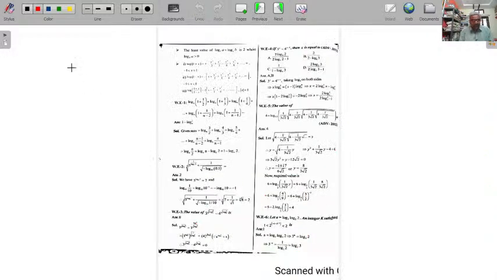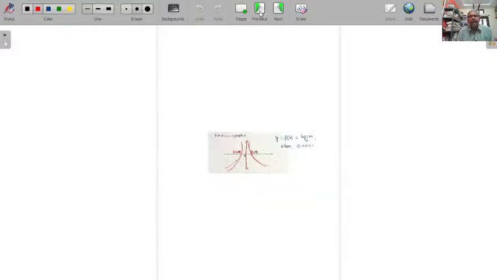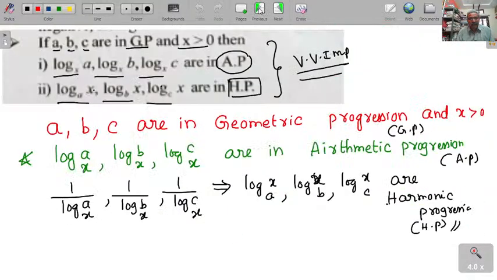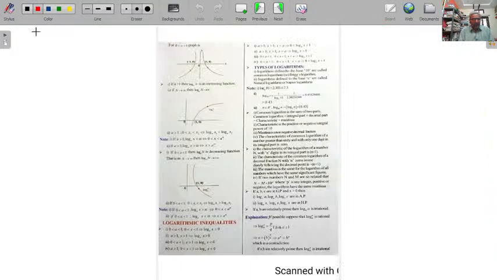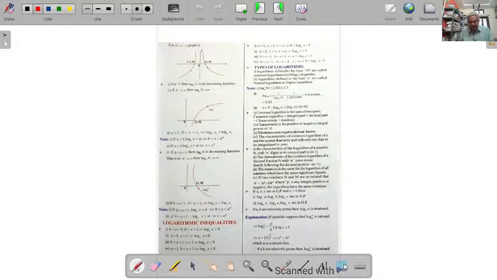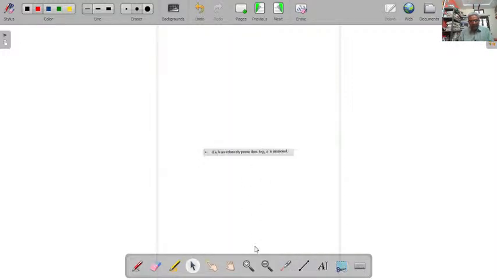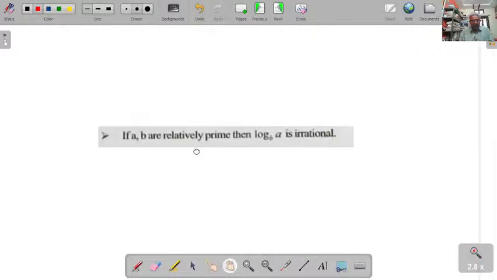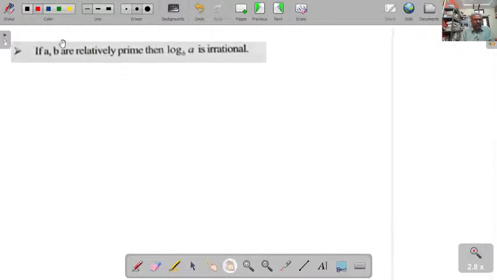Okay, now let us move to next concept. I hope it's visible to you. See, what does the statement mean?